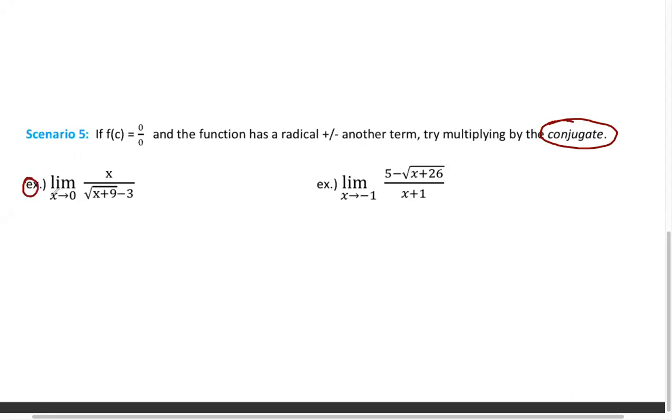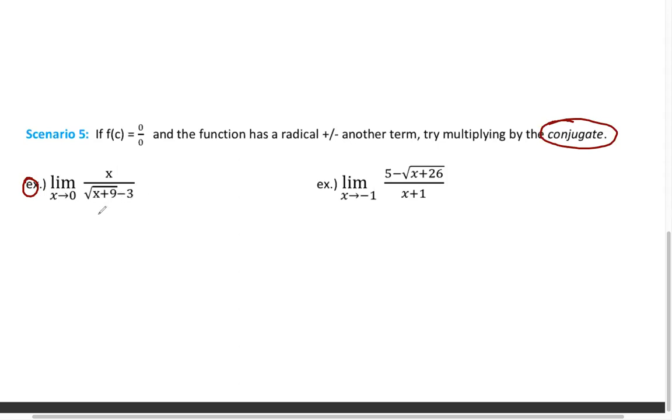We have the limit as x approaches 0 of x over the square root of x plus 9 minus 3. Now, if you plug in 0, you will get 0 over 3 minus 3, which is 0 over 0. So that doesn't tell us anything about the limit. So what we'll do here is this.